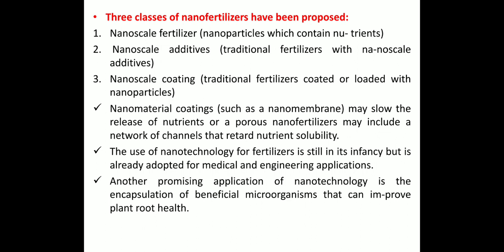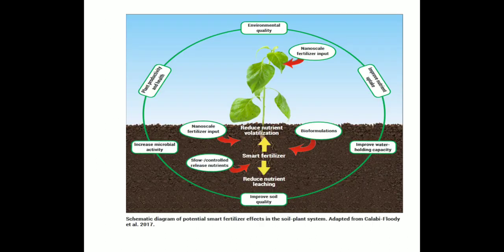Nanomaterial coatings, such as nanomembranes, may slow the release of nutrients. The use of nanotechnology for fertilizer is still important, because it has already been applied in medical and engineering applications. Another promising application of nanotechnology is the encapsulation of beneficial microorganisms that can improve plant root health. You can see this diagram showing the systematic potential of smart fertilizer.